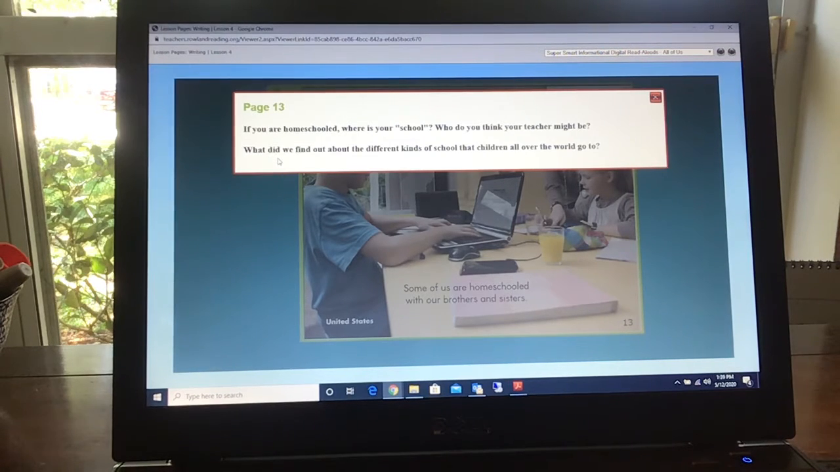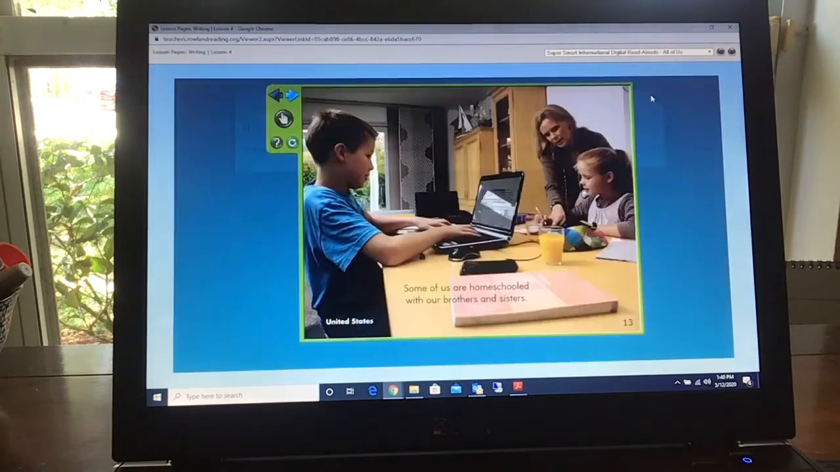And it says, what did we find out about the different kinds of schools that children all over the world go to? So what have you found out about all the different kinds of schools? Well, they have a lot of differences, right? Some of them have a lot of kids, some have just a few, some are all boys, some are all girls. But they also have a lot of similarities. Children go to school. Why are they all in school? No matter what school you go to, they're all there to do what? To learn. That's right.